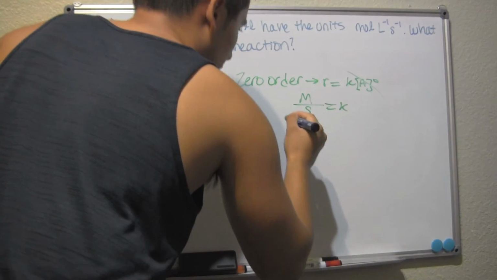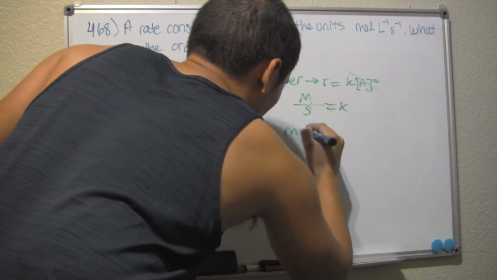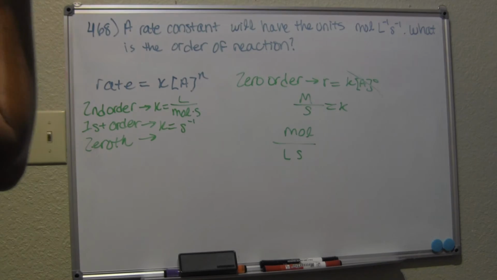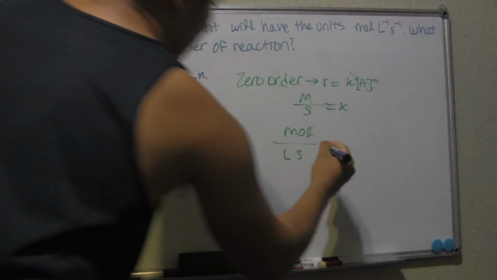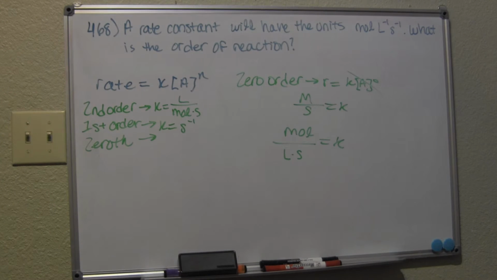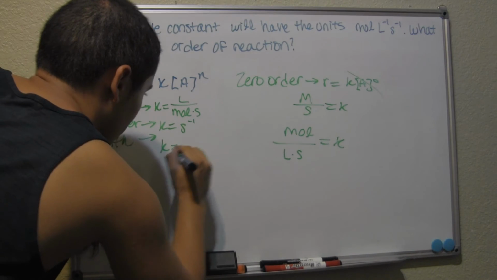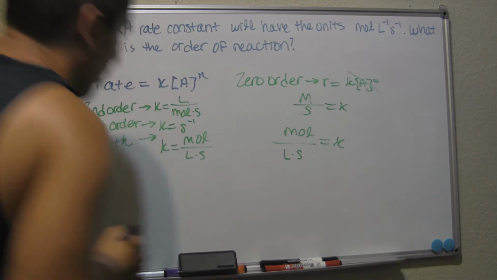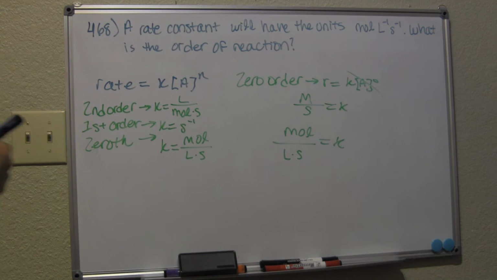Recall that molars per second is the same thing as moles per liter per second, and that's equal to K. So we can conclude here that since K is equal to moles per liter per second, this reaction is 0th order.